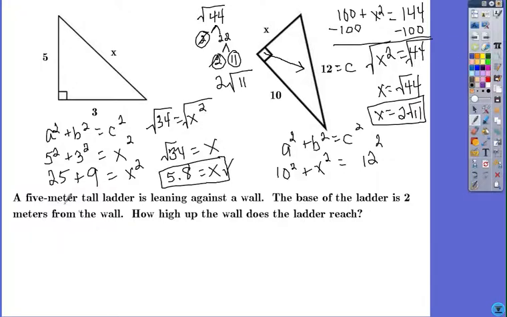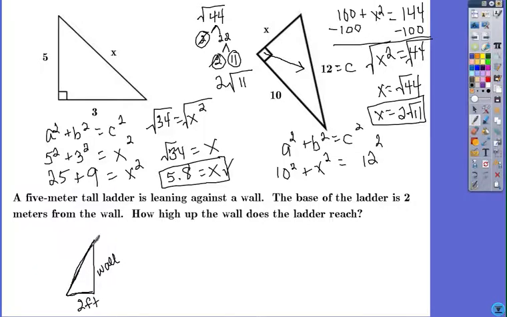Here's an example of a word problem. We have a 5-meter tall ladder leaning against a wall. The base of the ladder is 2 meters from the wall. How high up the wall does the ladder reach? In this case, I'm going to draw a picture. So here's my wall, okay? And then 2 feet away from the wall is where the base of my ladder is. So my ladder is leaning here.